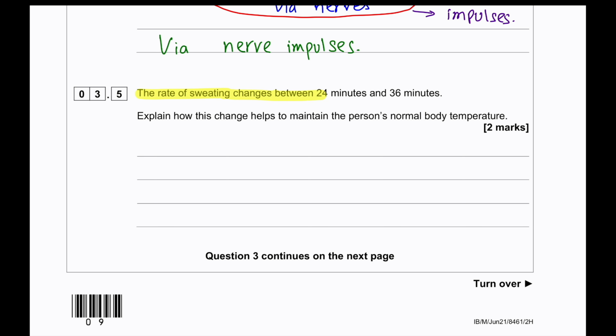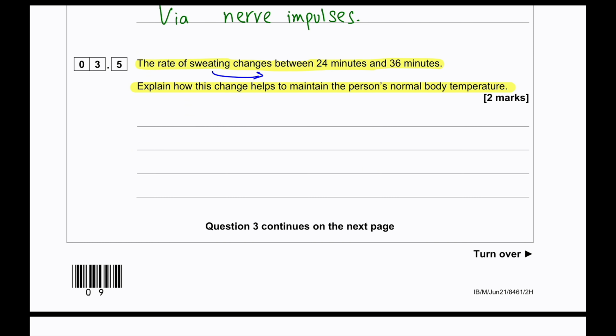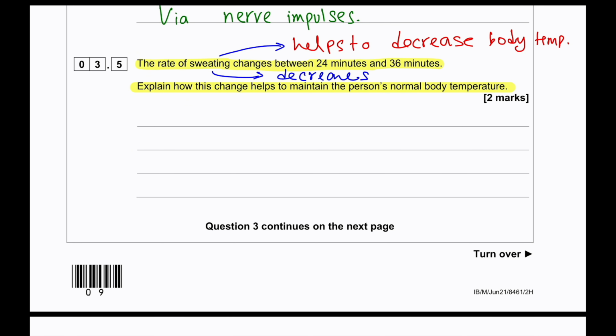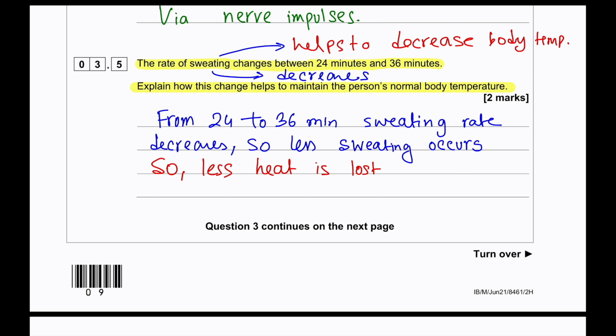The rate of sweating changes between 24 minutes and 36 minutes. Explain how this change helps to maintain the person's normal body temperature. So we can see at 24 minutes, the sweating rate starts decreasing. So sweating decreases, and sweating by itself helps to decrease body temperature. So we can write down the answer. Sweating decreases from 24 minutes to 36 minutes. So less sweating occurs, and as a result, less heat is lost by the evaporation of the sweat.